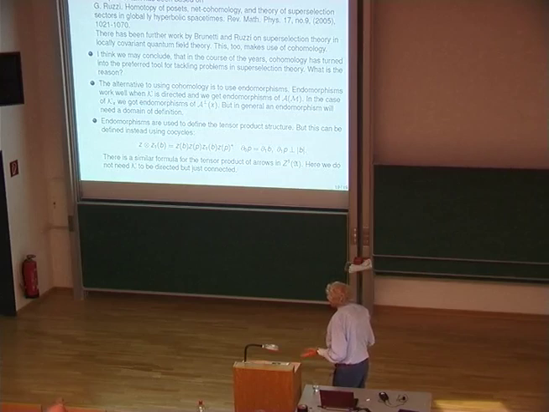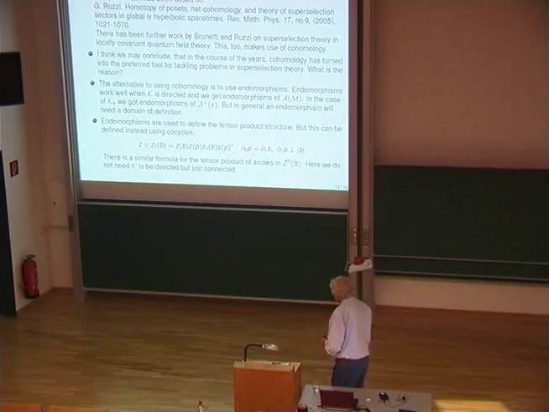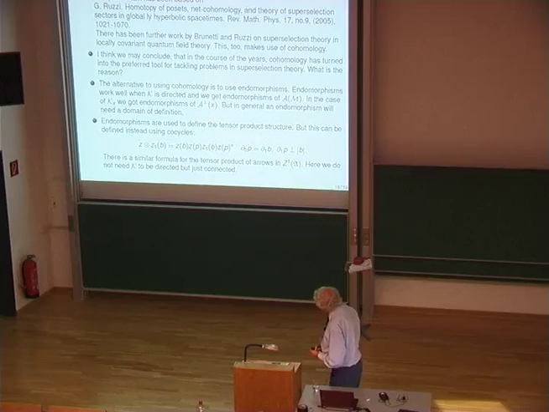And that's the one alternative I know to using cohomology, is to use endomorphisms. And endomorphisms certainly work well, and therefore are also simpler, when this underlying partially ordered set K is directed. And in that case, you get endomorphisms of A of M. In the case of K of X, we also got endomorphisms of A perp of X, but they didn't depend upon it being directed.